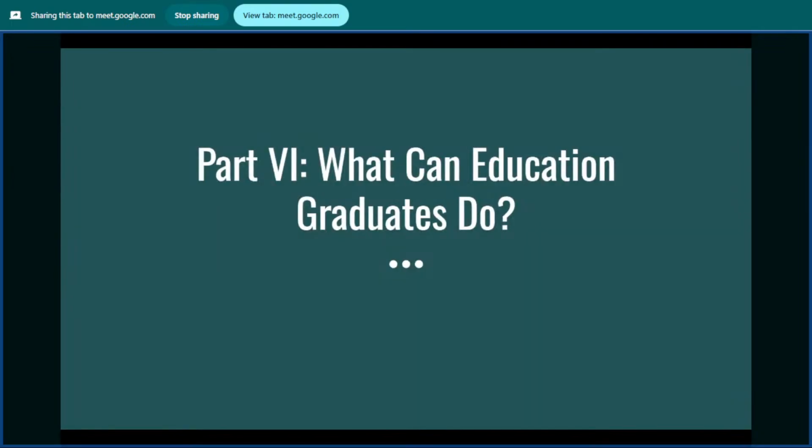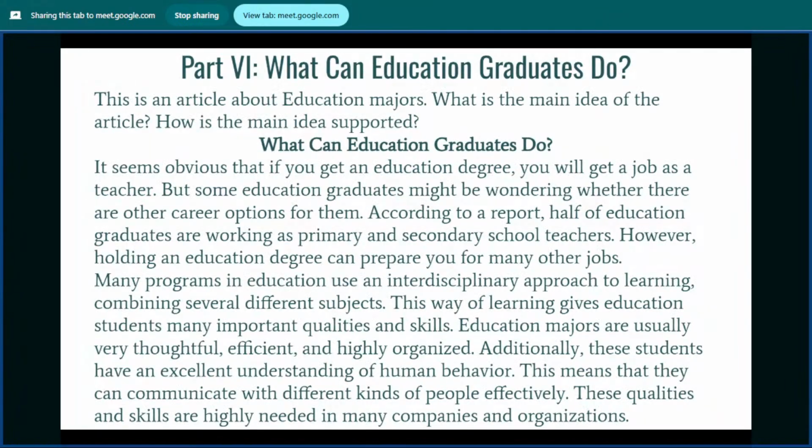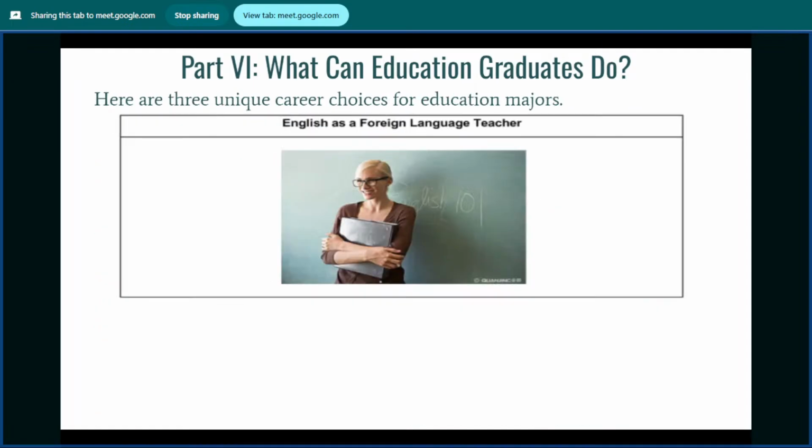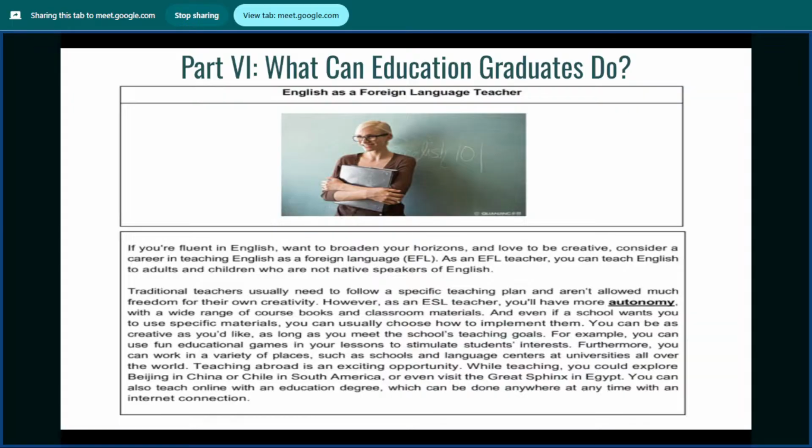Now, what can education graduates do? Here you have a reading passage again. Now you have to read this passage. I have shared the handouts with you guys in the WhatsApp chat. You can open it and skim through it. It's a bit longer, that's what I'm saying. Just read through it. I'll be back in a minute, okay?